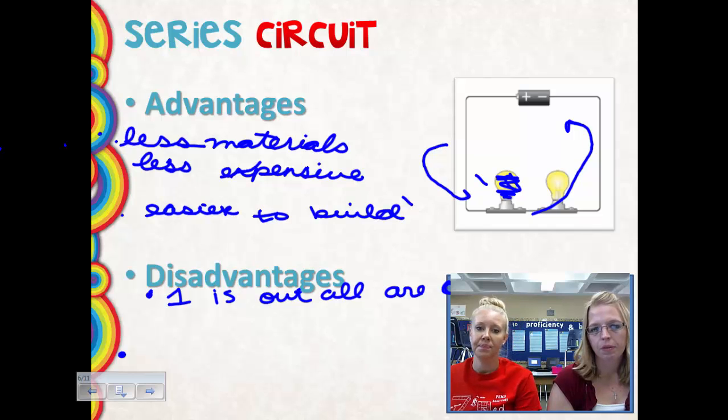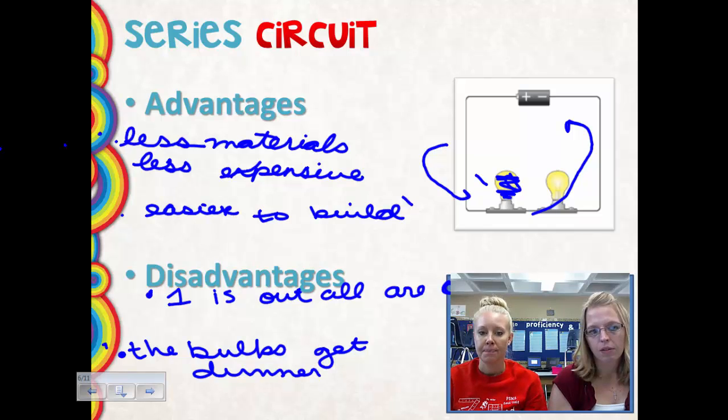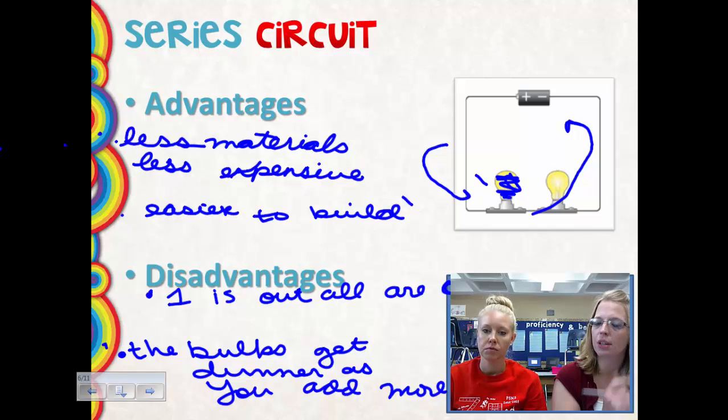Another disadvantage is that the bulbs, or the resistors, get dimmer as you add more. And if you're not using bulbs, maybe you're using fans. If you have two fans wired in series, the fans will go slower and slower as you keep on adding more fans.